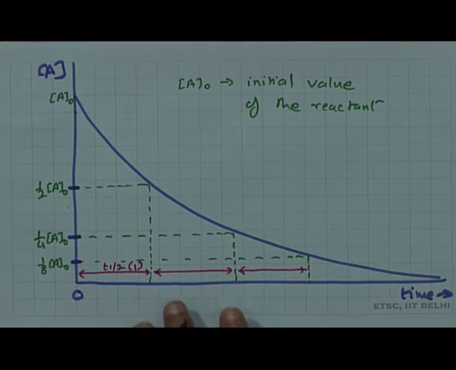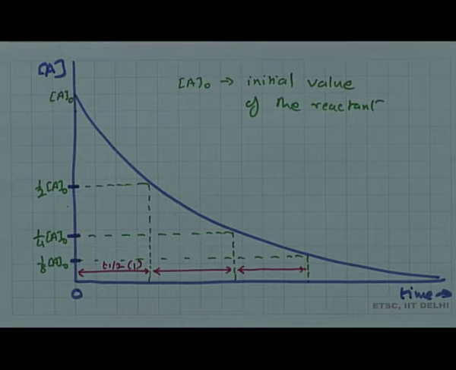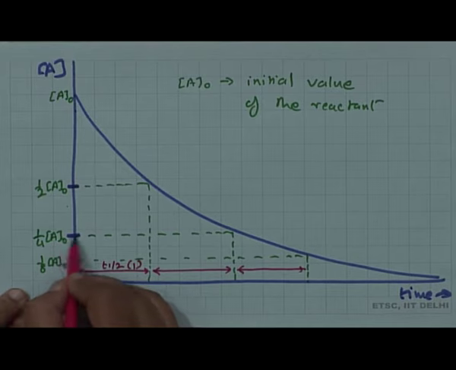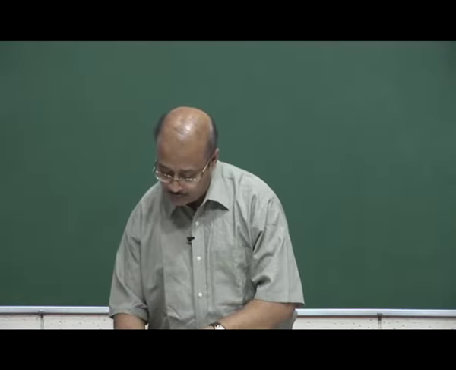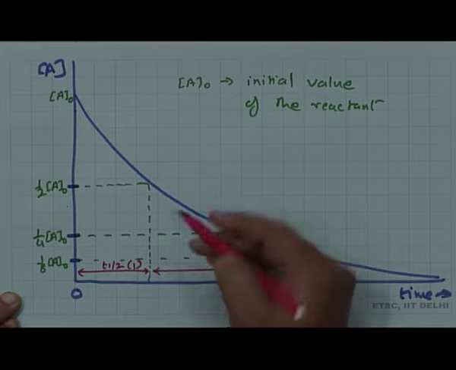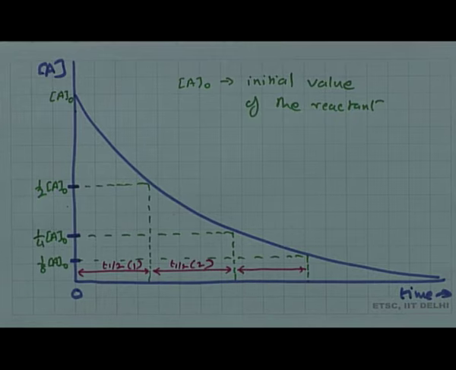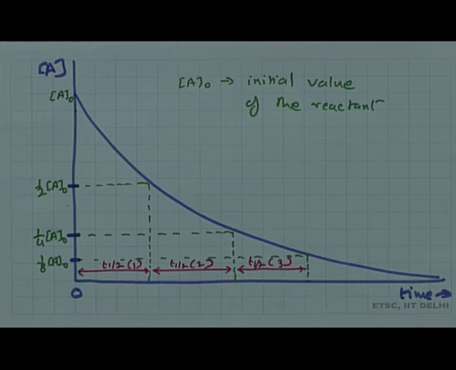Now, again when I reach half A naught, then between 0 and half A naught I can again decrease the concentration by half, which will become 1/4 A naught. So, this 1/4 A naught would be my next time, right. From here to here, you can see I can write this as T half 2, and again this would be T half 3. Okay. So, which I did not mention before.